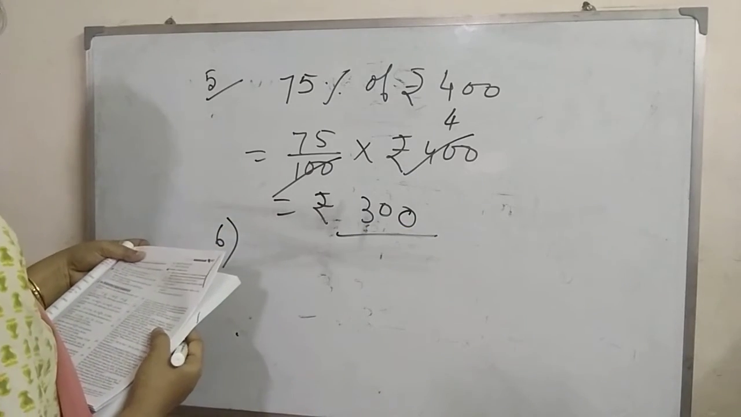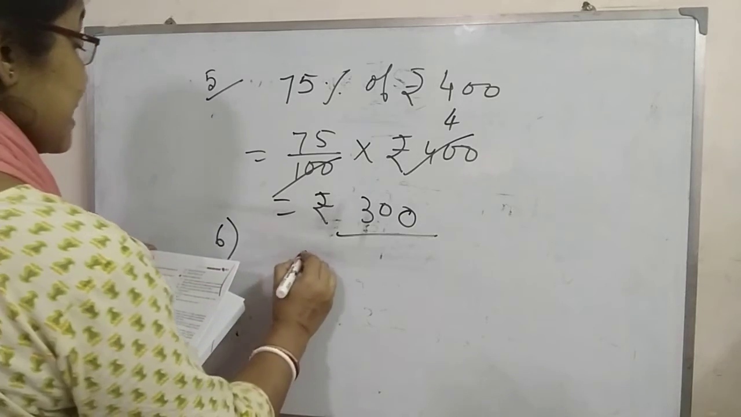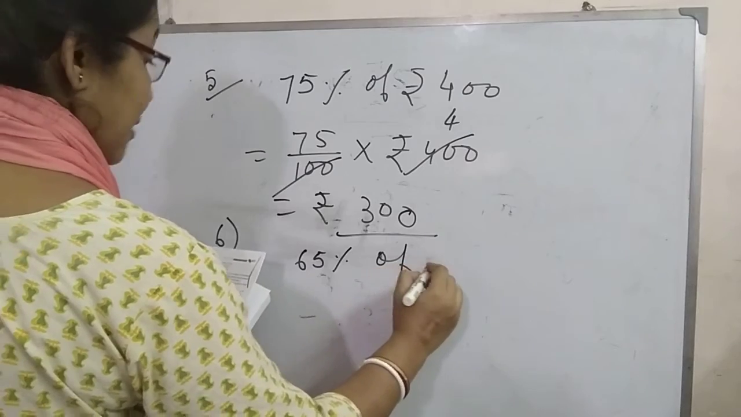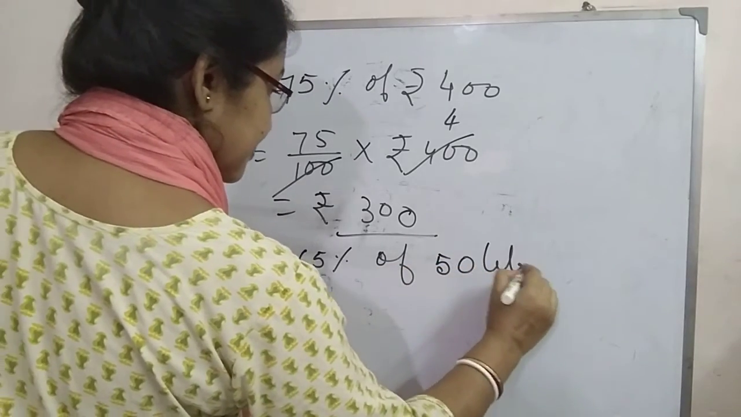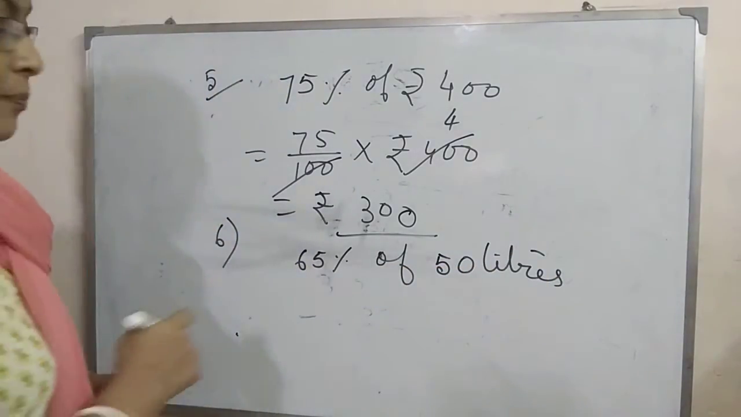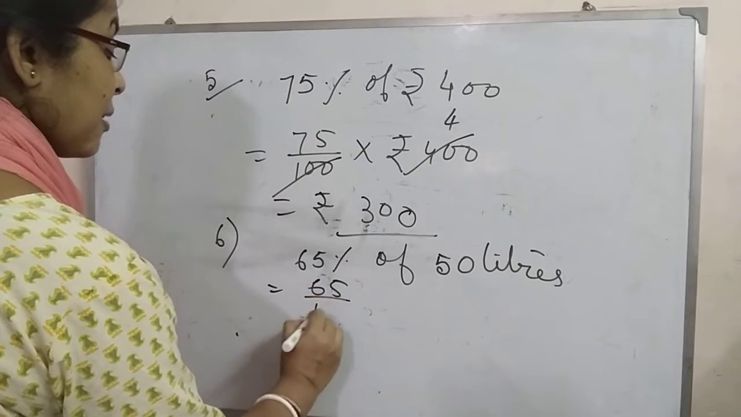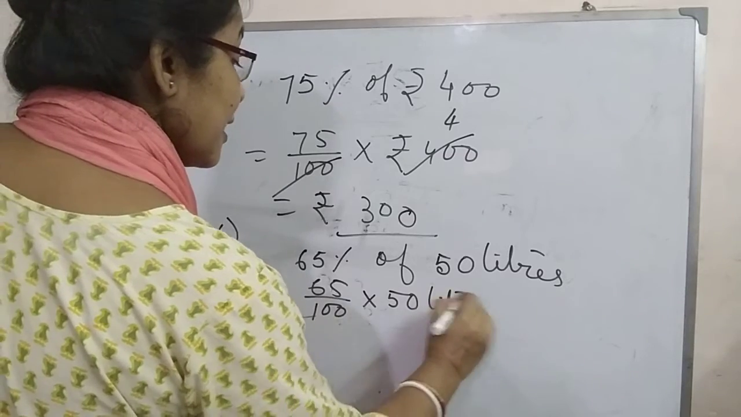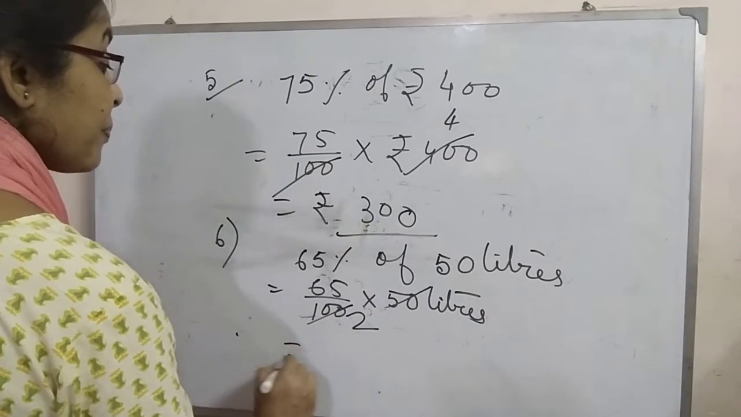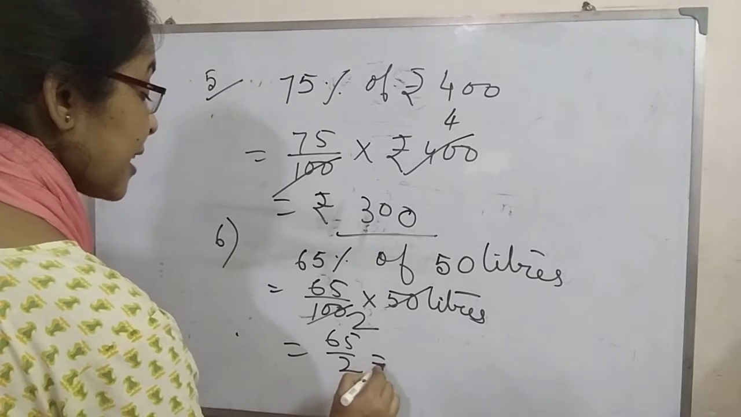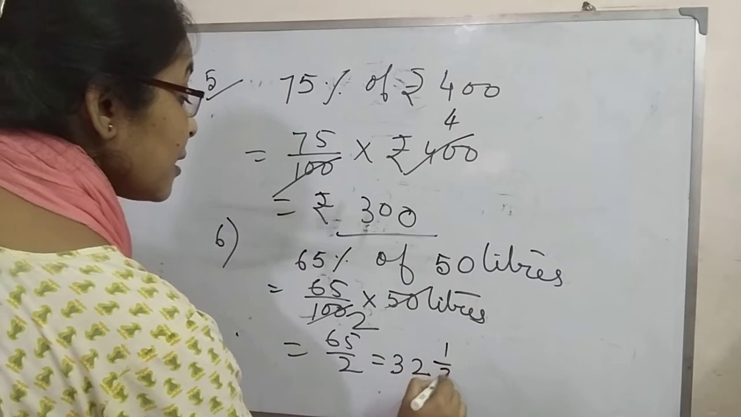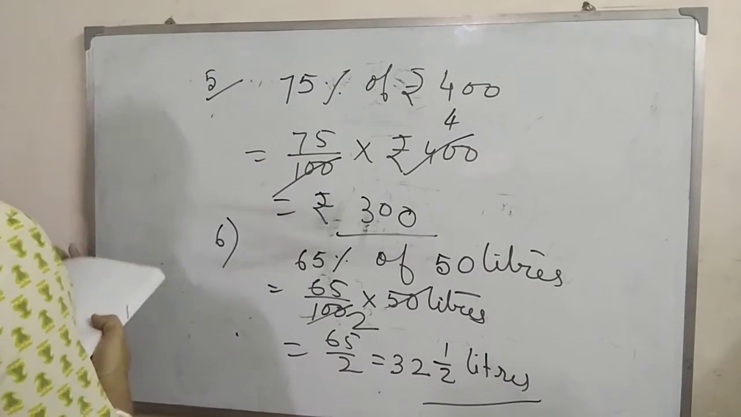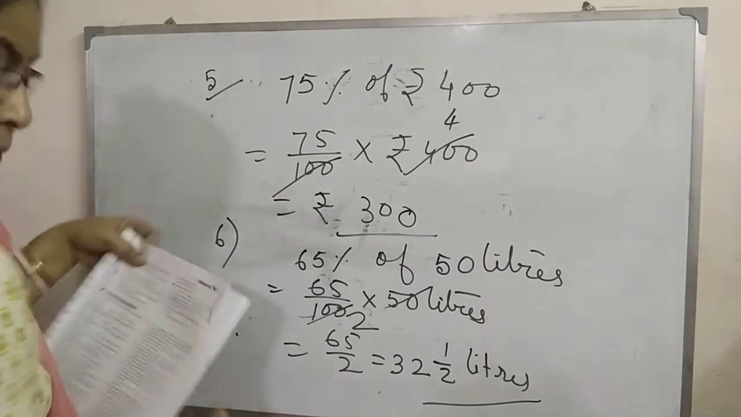Sum number 6. Find the value of 65% of 50 meters. Okay? This is equal to 65 by 100 into 50 meters. This is equal to 65 by 2, that is equal to 32.5 meters. Okay.